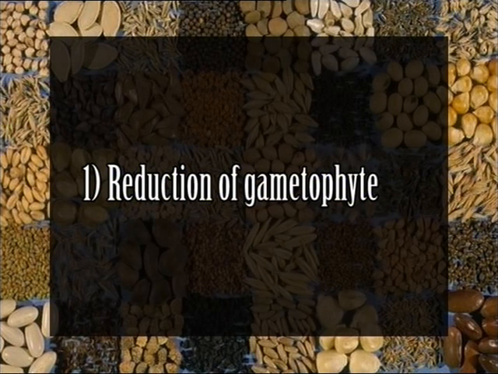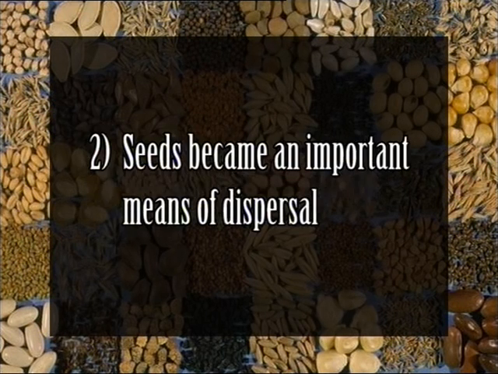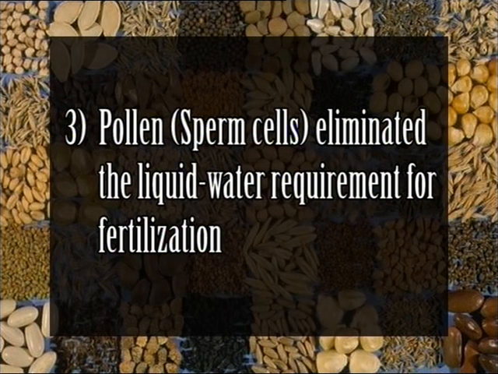There were three major reproductive adaptations in the evolution of the seed plants, very important for you to understand. Number one, reduction of gametophyte, that means gametophytes of seed plants are microscopic, so they can exist within the sporophyte. Second, seeds became an important means of dispersal. And third, pollen or sperm cells eliminated the liquid water requirement for fertilization. Let's very briefly understand the implications of these reproductive adaptations.